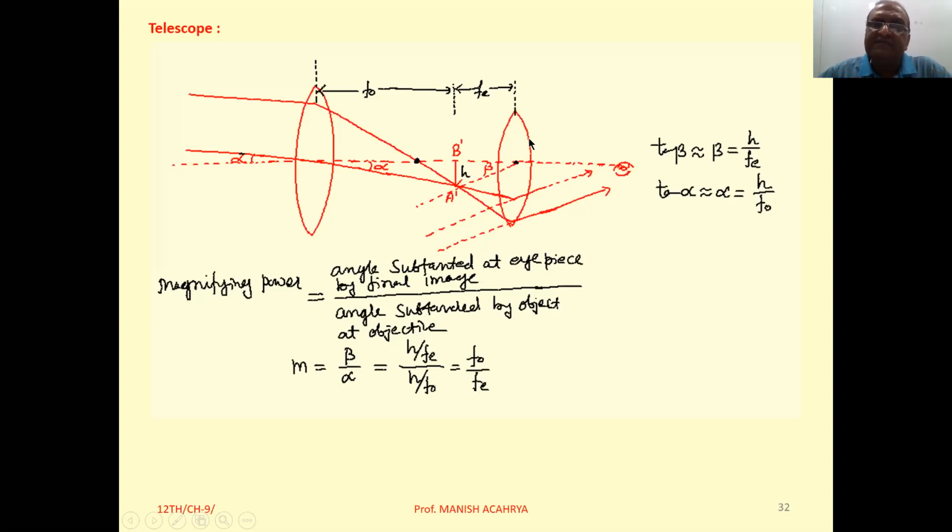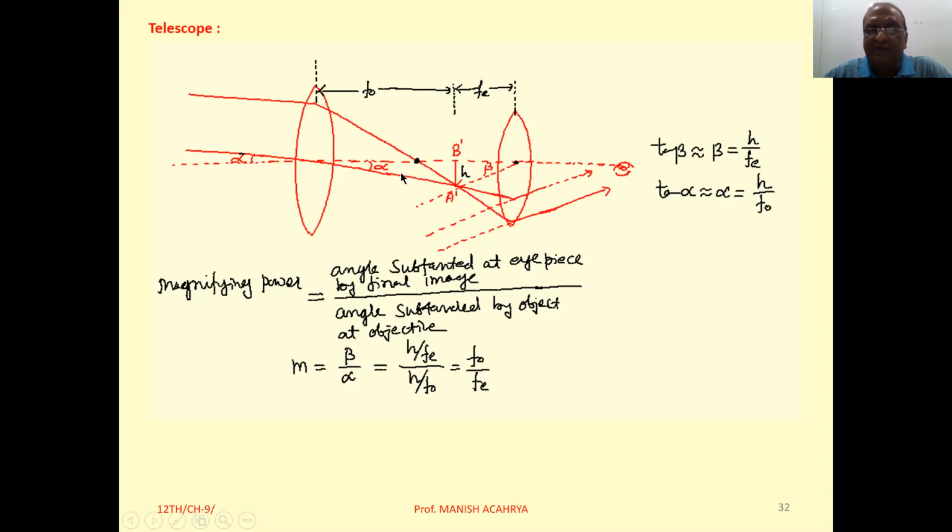So as per definition, we can write the magnifying power, that is the ratio of the angle subtended at the eyepiece by the final image to the angle subtended by the object at the objective. So in our case, the magnifying power or magnification M is beta upon alpha.